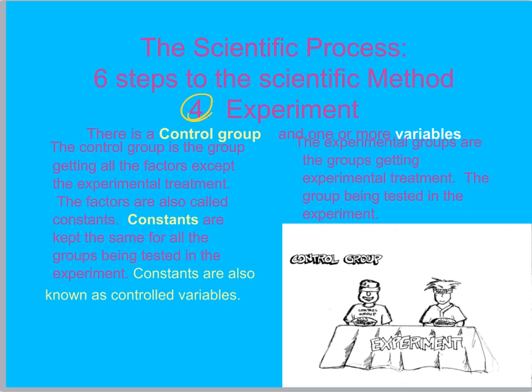So anyway, you have your control group. Your control group is a group that gets everything except the experimental treatment. So it's going to get all but one thing. It will be missing something. It will be missing whatever factor you believe is going to make a change.